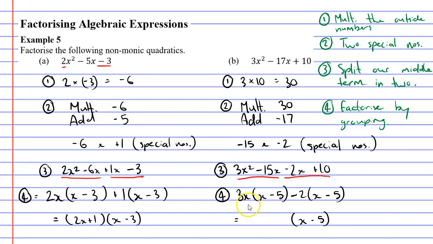And then I'm going to take my two terms, the 3x and the minus 2, and I'm going to write them here, 3x minus 2, like so. And I've been able to factorize this expression down below.